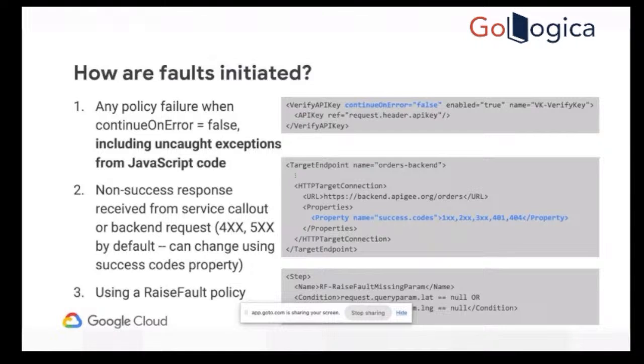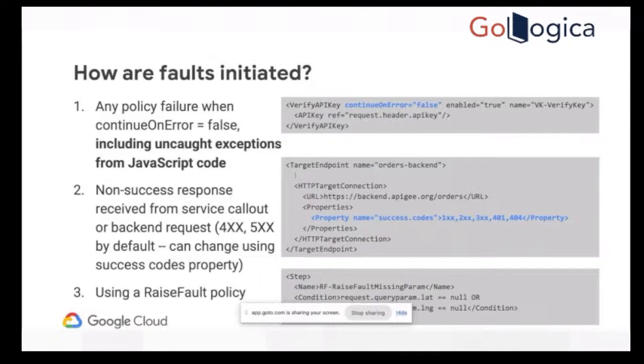When a policy fails, in every policy there is an attribute called continue on error. By default this is always false. So when the policy fails and continue on error is false, then obviously Apigee will go to the fault rule. Apigee will initiate a fault.